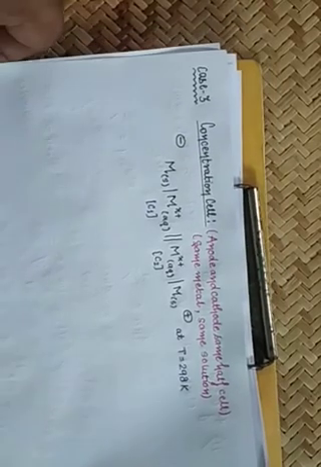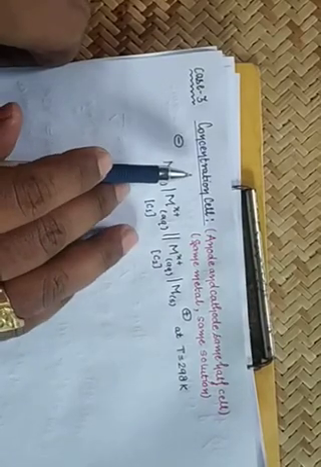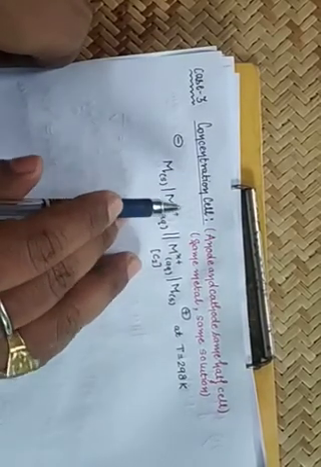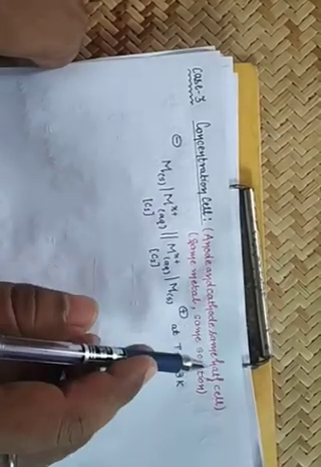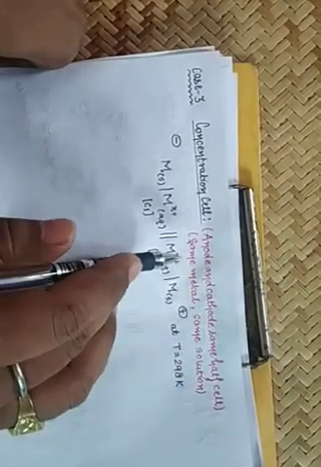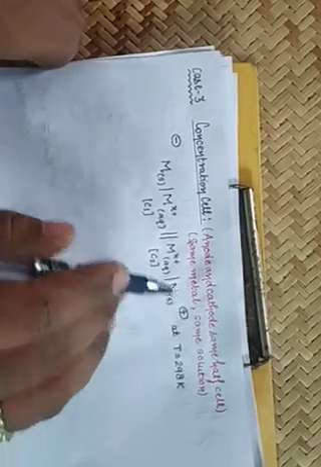Hello student, this is the third case of the Nernst equation on fuel cell. This is a very important cell, called a concentration cell. In this case, anode and cathode have the same half cell. It means the same metal is there and the same solution is there.